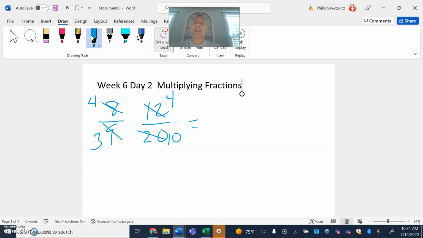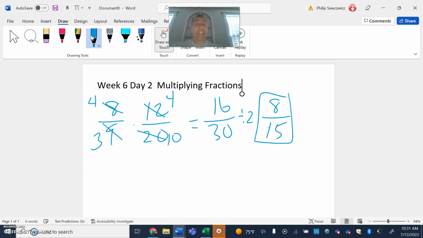All right, so I can multiply across now. I get 16. I've got 30. And then I realize they're both even numbers. And because they're both even numbers, let's divide by 2. So there's my 8. Chop 30 in half, let's get 15. Got a winning answer of 8/15.